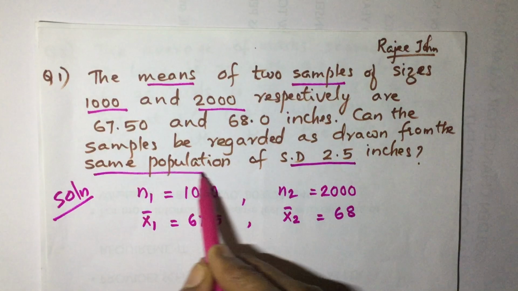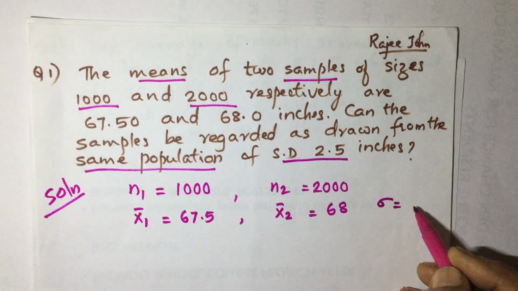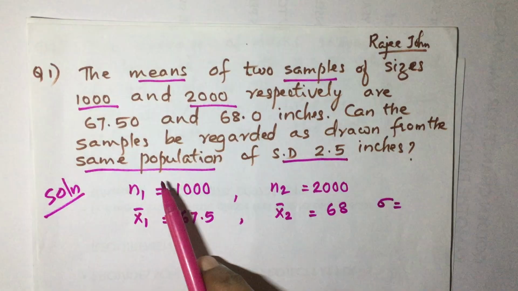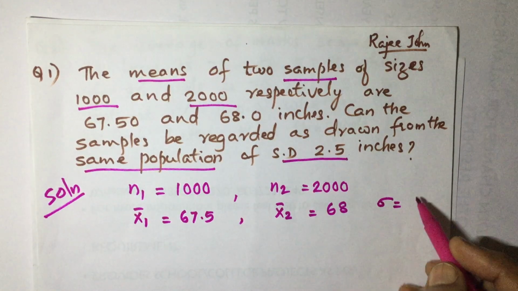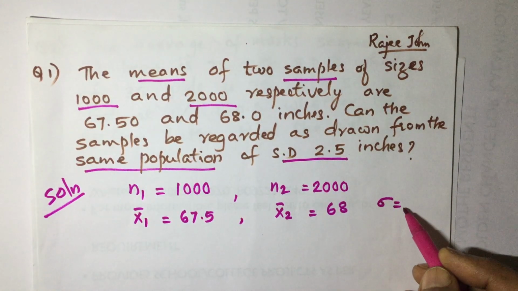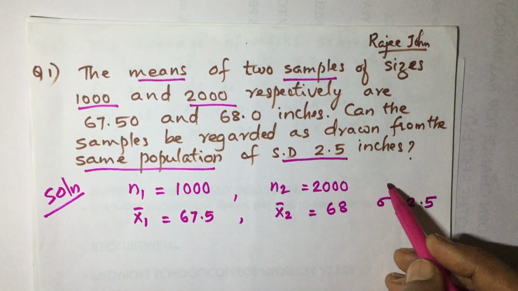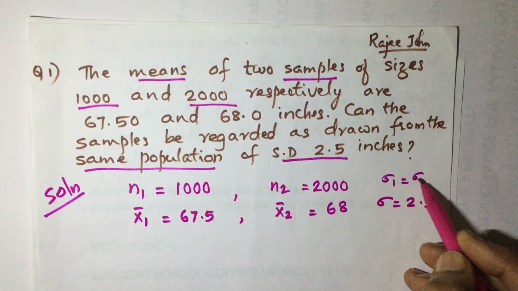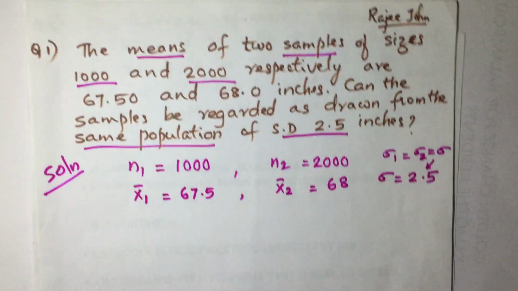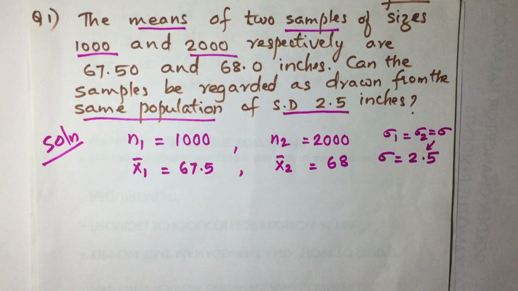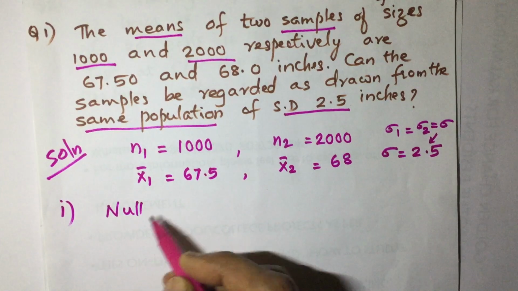deviation 2.5? So this 2.5 is sigma, meaning they are drawn from the same population of standard deviation 2.5. So here sigma 1 and sigma 2 are equal, and that is equal to 2.5. So sigma 1 equals sigma 2, which is equal to sigma, given as 2.5. Now first of all, to test the hypothesis, we'll write the null hypothesis.